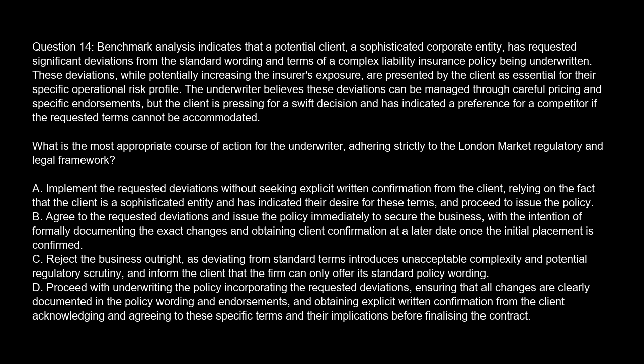Option A. Implement the requested deviations without seeking explicit written confirmation from the client, relying on the fact that the client is a sophisticated entity and has indicated their desire for these terms, and proceed to issue the policy. Option B. Agree to the requested deviations and issue the policy immediately to secure the business, with the intention of formally documenting the exact changes and obtaining client confirmation at a later date once the initial placement is confirmed. Option C. Reject the business outright, as deviating from standard terms introduces unacceptable complexity and potential regulatory scrutiny, and inform the client that the firm can only offer its standard policy wording.